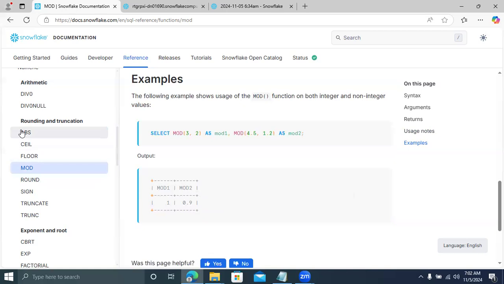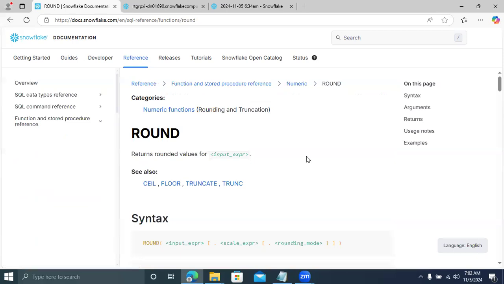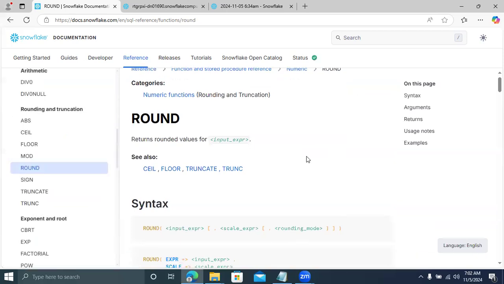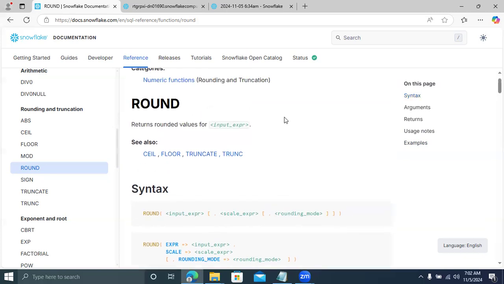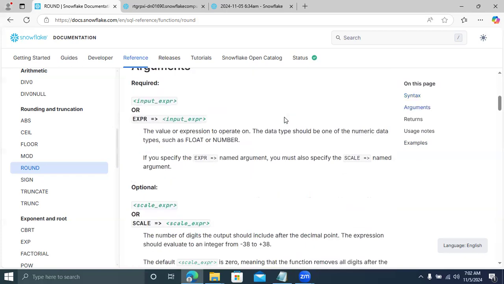This is how you can use a mod function. It's a very important function while doing transformation. Next one is round. Now, if you see here, the rounding function falls under ceil, floor, truncate, trunc. Truncate and trunc are both the same. Now, I want to pass an input expression, provide a scale factor, and provide a rounding mode as well. 3 arguments I can supply. As of now, only one argument is mandatory. The remaining two are optional.